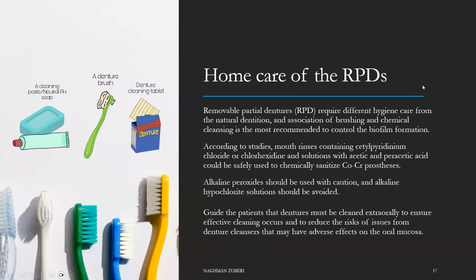Home care of the RPDs. Removable partial dentures require different hygiene care from the natural dentition, and the association of brushing and chemical cleansing is the most recommended to control biofilm formation. According to these studies, mouth rinses containing cetylpyridinium chloride or chlorhexidine, and solutions with acetic and peracetic acid, could be safely used to chemically sanitize the chrome cobalt prosthesis. Alkaline peroxides should be used with caution, and alkaline hypochlorite solutions should be avoided, meaning sodium hypochlorite.